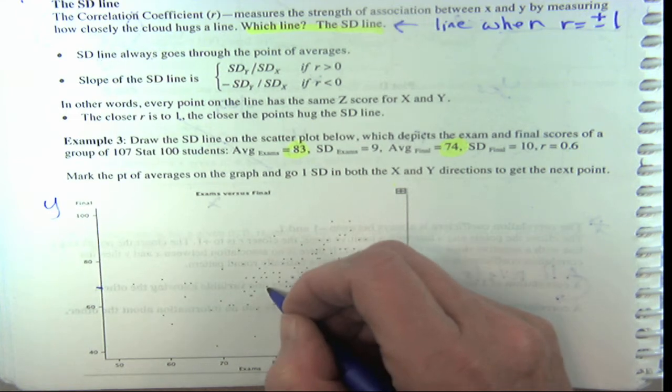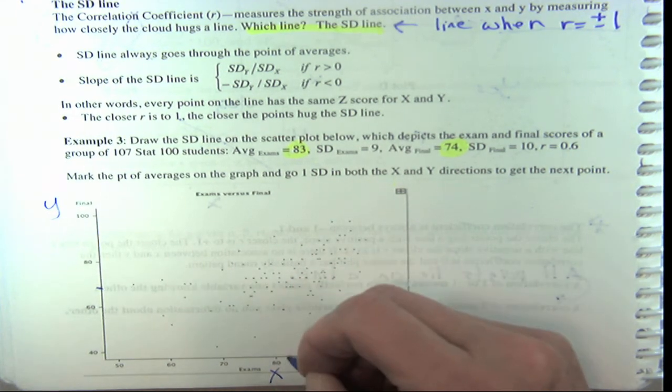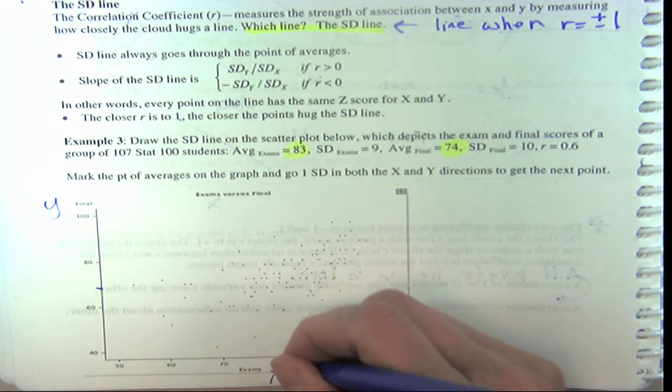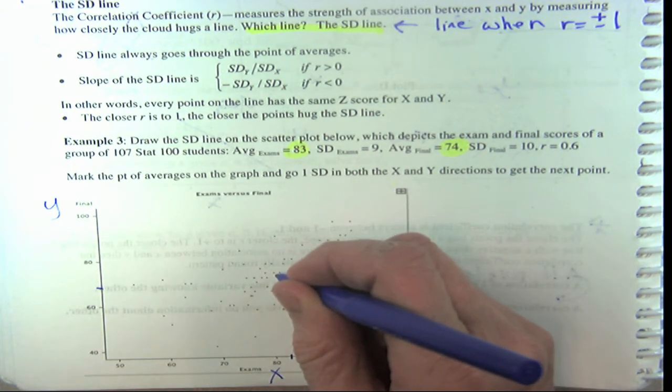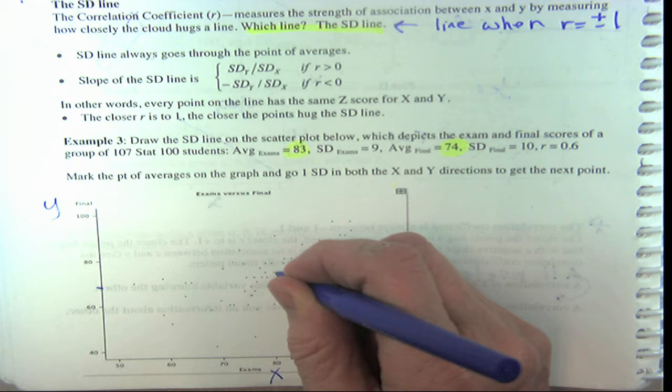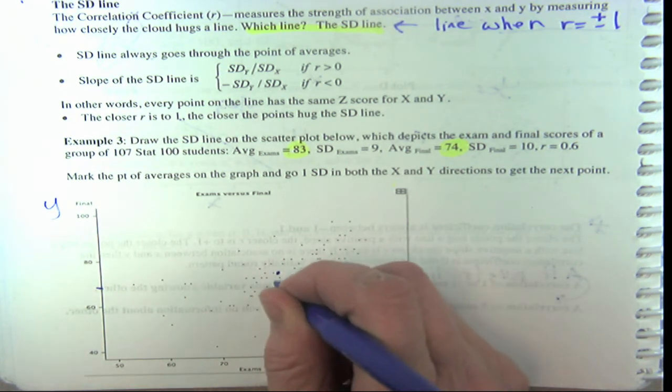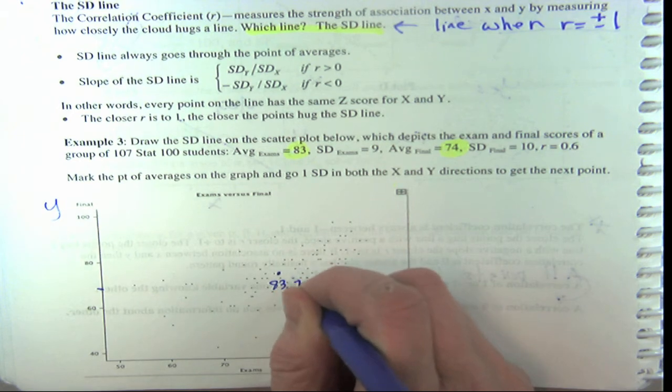So we have 83 and 74. I'll guess it's about there. Okay? So that is 83, 74.